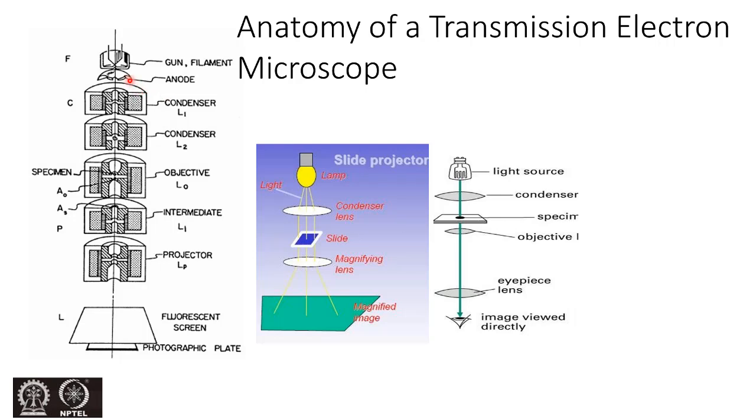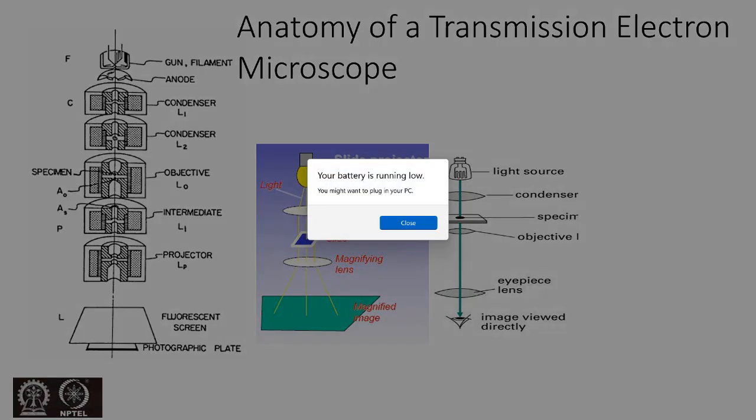So this is a typical anatomy of the TEM. We have a gun that has a filament, and then the anode and condenser lenses, then objectives, intermediate lenses, and projector. So this is a normal setup.